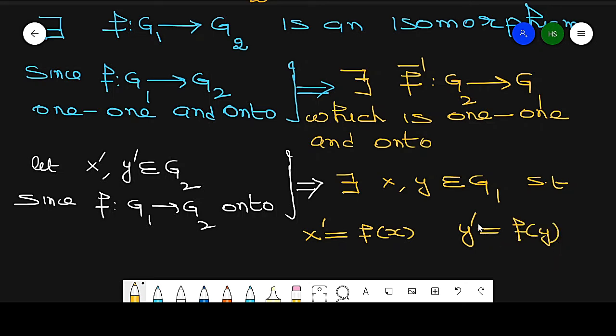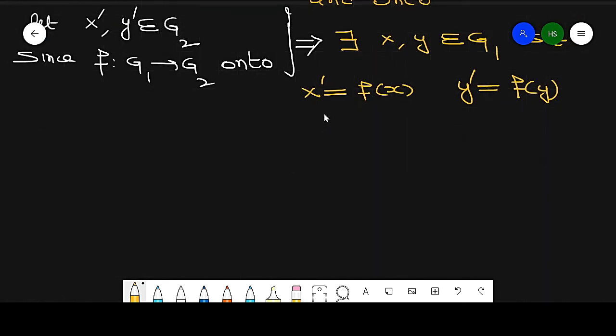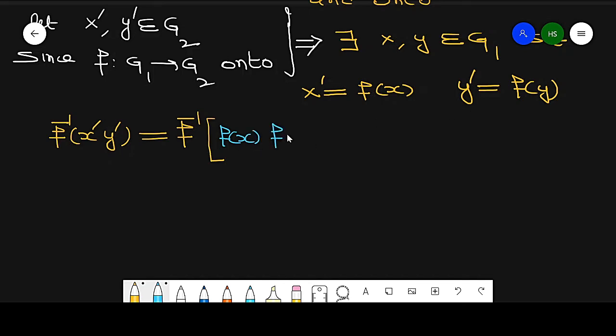So this is by definition of onto. So it means f of x is equal to this value. Now f inverse of x dash is equal to x. So to prove it is a homomorphism, f inverse of x dash into y dash can be written as f inverse of, substituting the value of x dash, f of x into f of y.